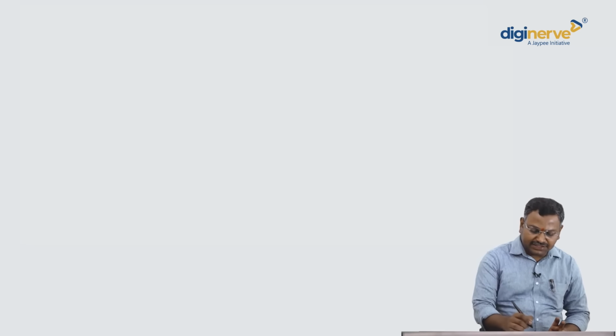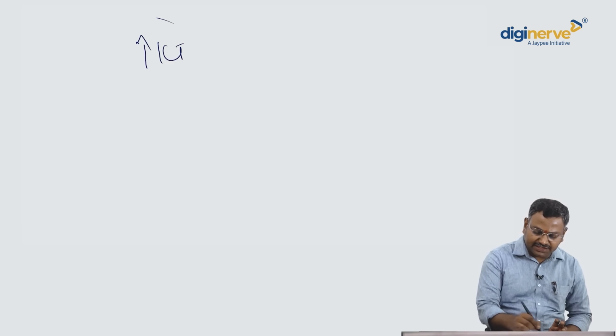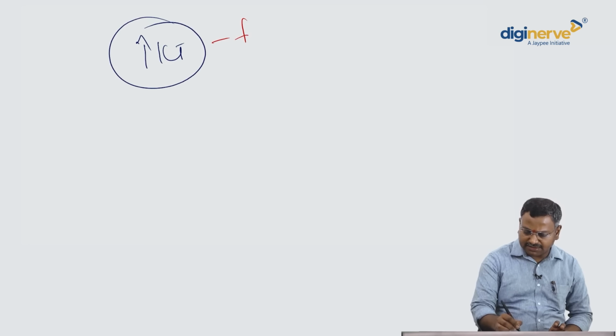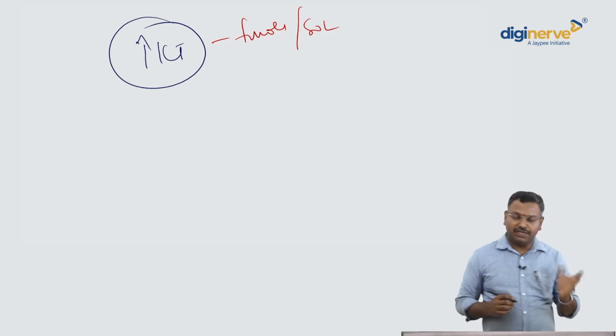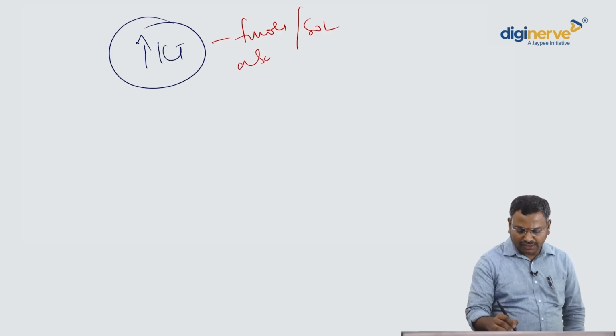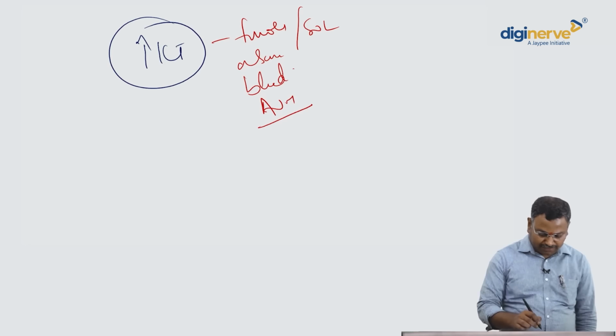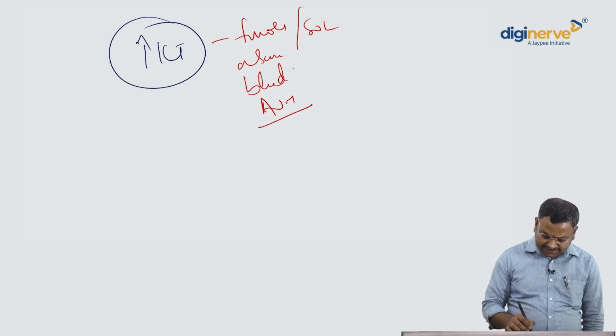So coming on to the causes of papilledema, papilledema is the hallmark of raised intracranial tension. Any condition where you have raised intracranial tension, you will have papilledema. The common conditions could be tumors, that's the most common cause, or space occupying lesions. It could be an abscess, it could be a bleed, or AV malformations. You could get papilledema other than space occupying lesions in meningitis and encephalitis.